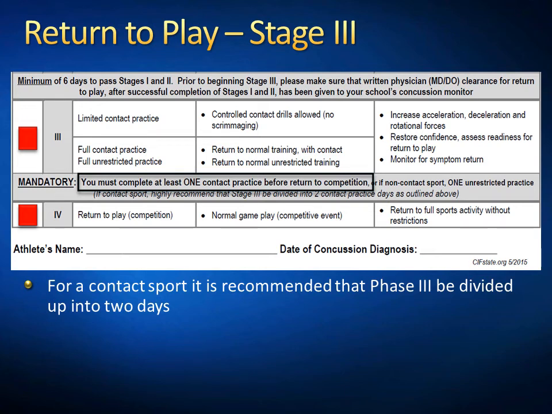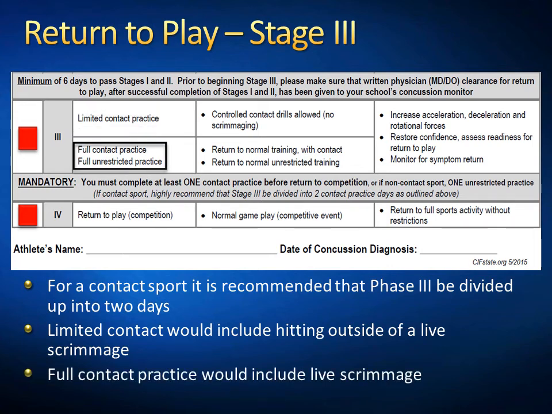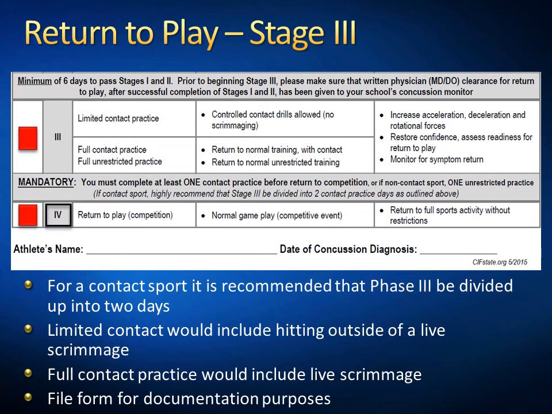If the athlete is in a contact sport, it is recommended that Phase 3 be divided into 2 days. The first day would include controlled contact drills, but no live scrimmage. The second day would allow for full contact practice, including live scrimmage. If symptoms do not return, the athlete may progress to Stage 4 and be allowed to participate in full competition. This return-to-play protocol form should be kept as supporting documentation with the athlete's athletic healthcare records at their home school.